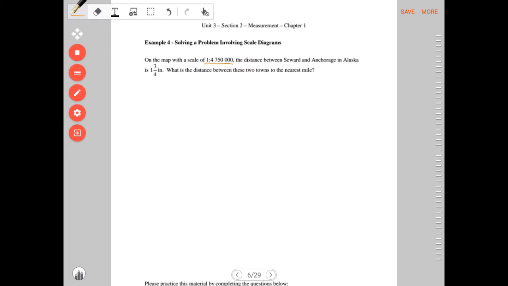Now, we usually don't use scales like this on maps because who's going to measure those kinds of distances in inches? But on the other hand, it's good math for us. So 1 inch on the map is 4,750,000 inches in real life. Then 1 3/4 or 1.75 inches on the map is how many inches in real life? So we cross multiply and divide. So x works out to 8,312,500 inches.